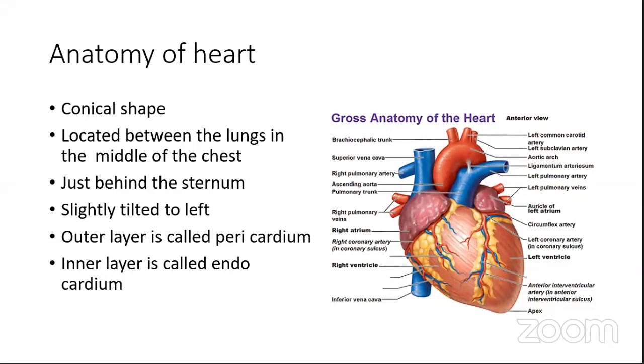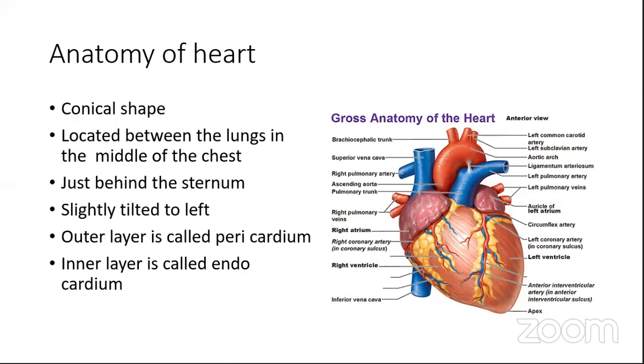the apex slightly tilted to the left side of the chest, and which is made up of three layers. The outer layer is the pericardium. The innermost lining of the heart is the endocardium. The middle layer is called myocardium. It's not there in the slide, but right, myocardium.